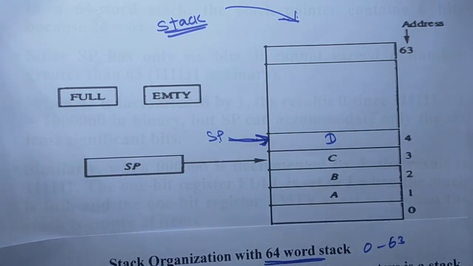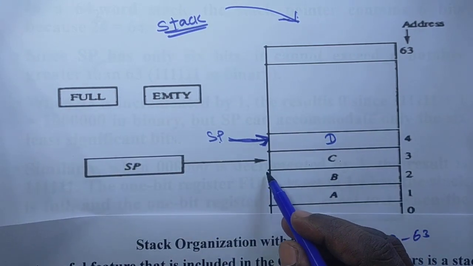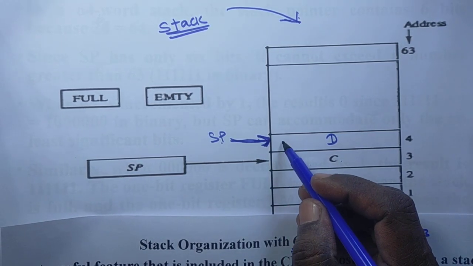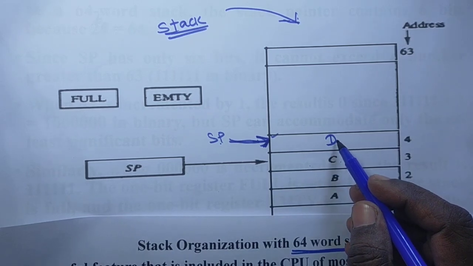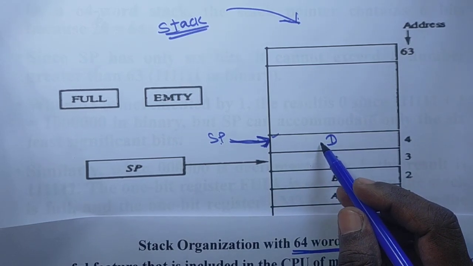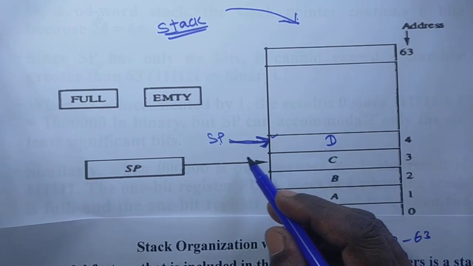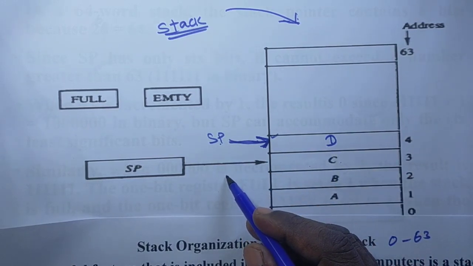Okay, very simple example. Now SP is there. If you increase one data or one position, automatically this will be vacant. Then enter the data, D data, into the stack. If you want to delete some data or remove data from the stack, then SP just decreases its position.